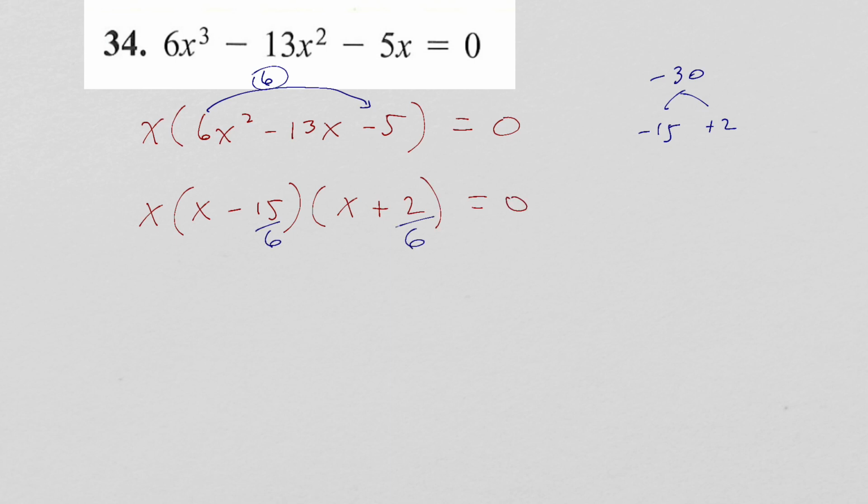And we're done. So we're going to get x is equal to 0 from this outside, positive, and reduce this fraction. Dividing by 3 gives me 5/2. And negative, reduce that fraction. And we're done.